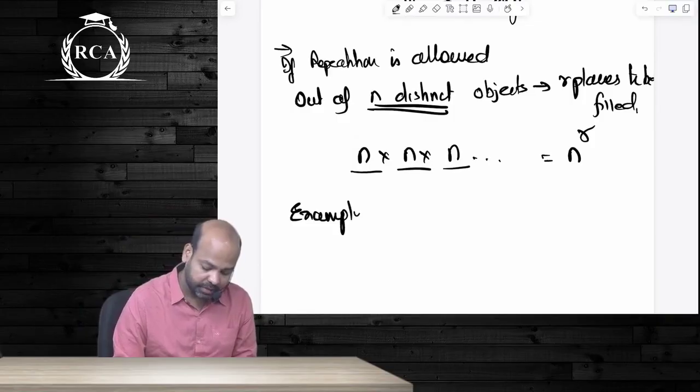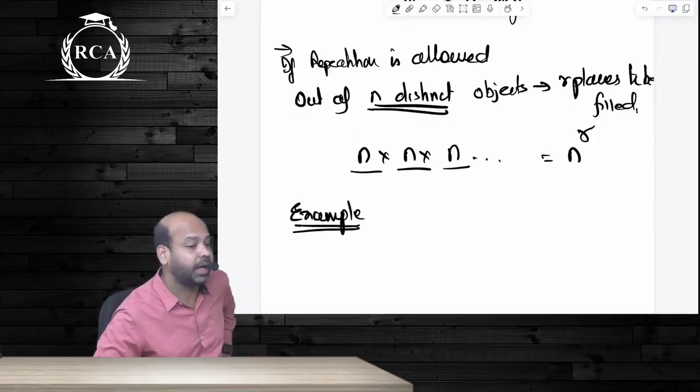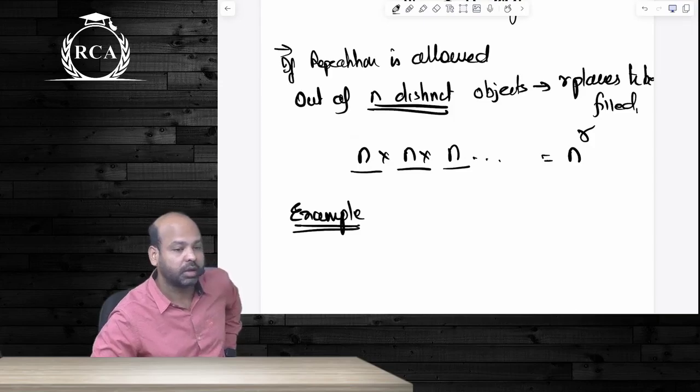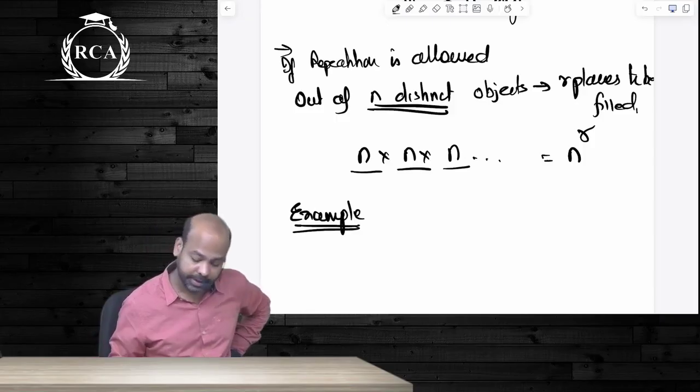Because every place can be filled up in n ways, the total number of arrangements is going to be n power r. Is that clear, kids? Any doubt in this? Next.